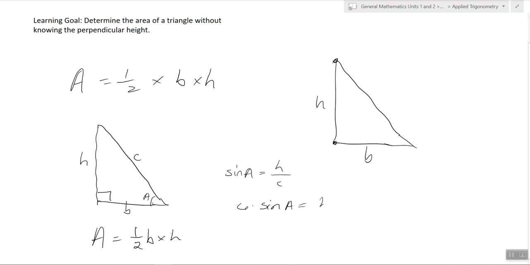So I rearrange this equation so h is by itself, because then I'm going to substitute that into where the little h is. No. And we don't know h. We don't know the height.